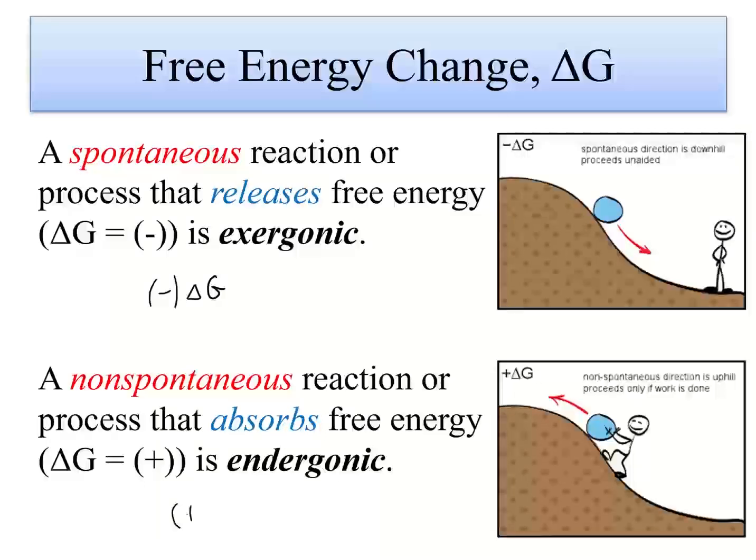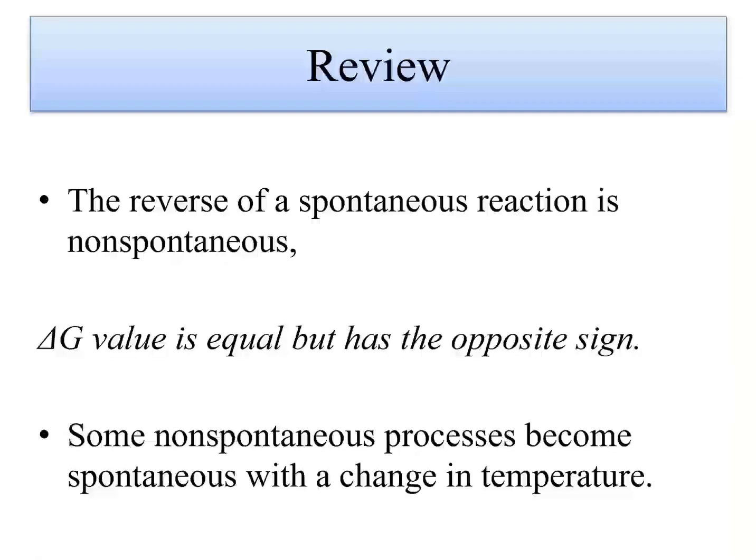positive. So for reactions with positive delta G, the reaction is non-spontaneous and it will require an input of energy. If you take a look at the picture on the right, a non-spontaneous direction is uphill, and it proceeds only if work is done, only if energy is entering the system. The reverse of a spontaneous reaction is always non-spontaneous, according to the law of conservation of energy.